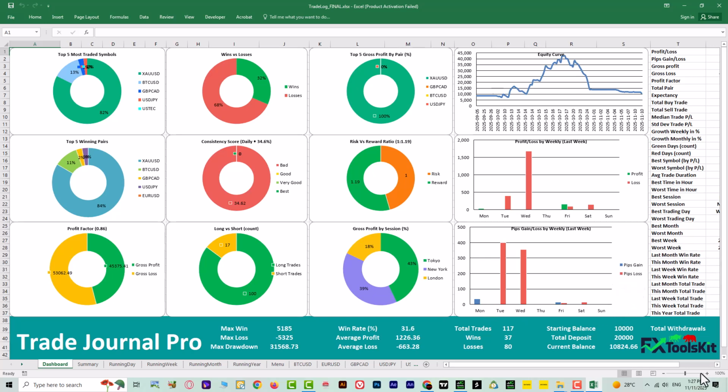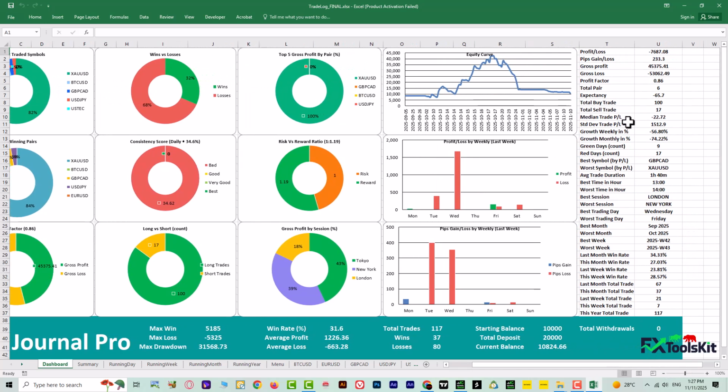On the right side of the dashboard sheet, it will show a lot of features based on your trades, such as weekly growth, monthly growth, how many green days, how many red days, best symbol by profit loss, worst symbol by profit loss, average trade duration, best time by hour, worst time by hour, best session, worst session, best trading day, worst trading day, and many more. You can check these one by one.